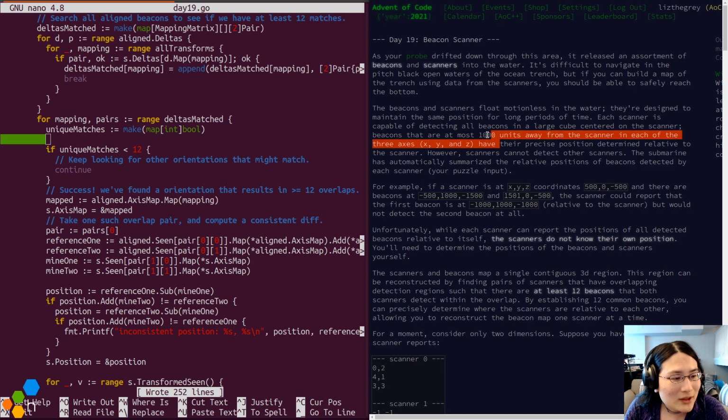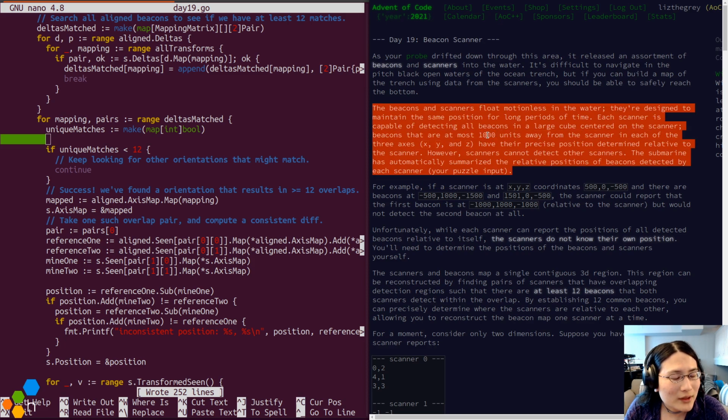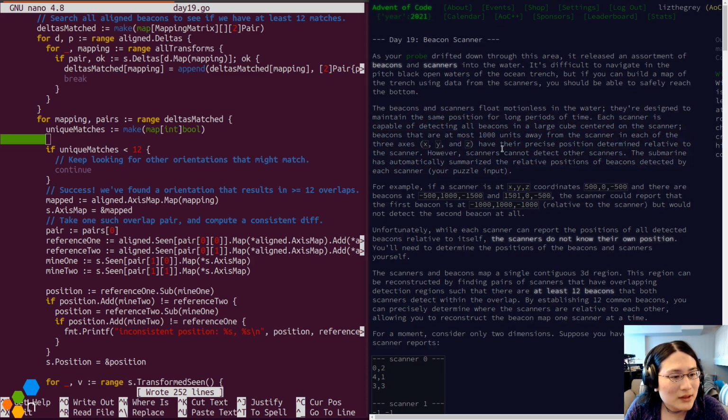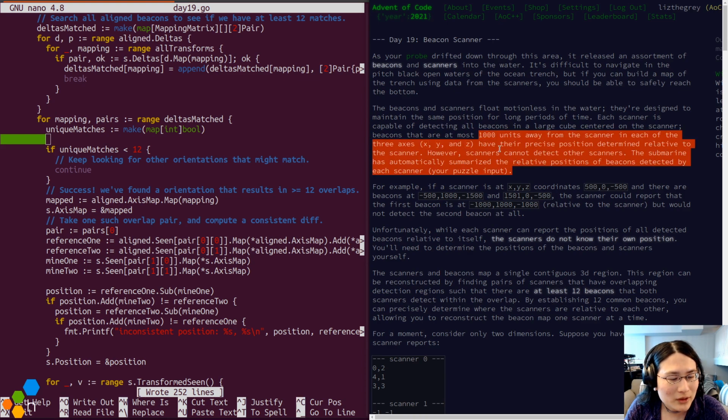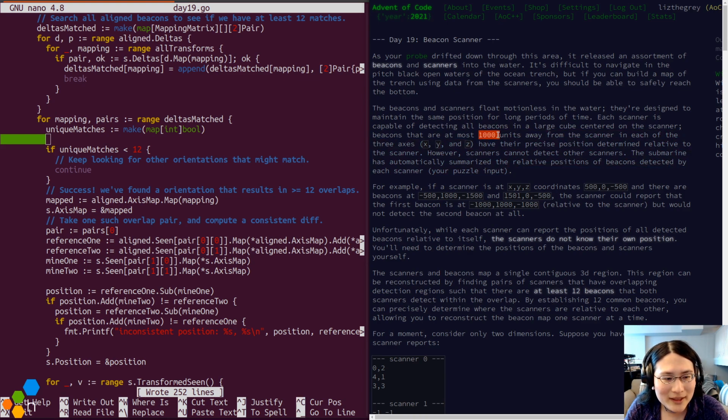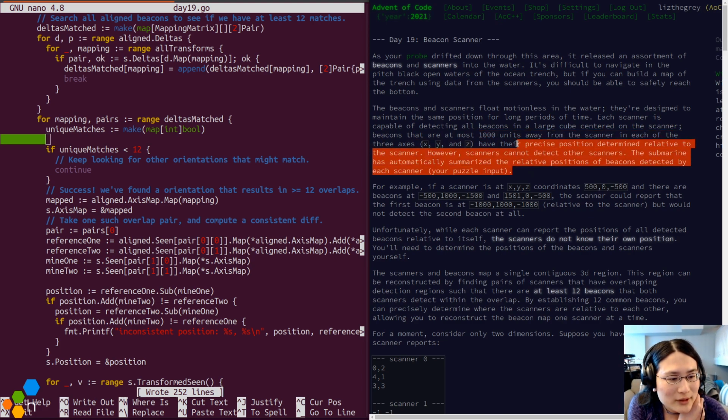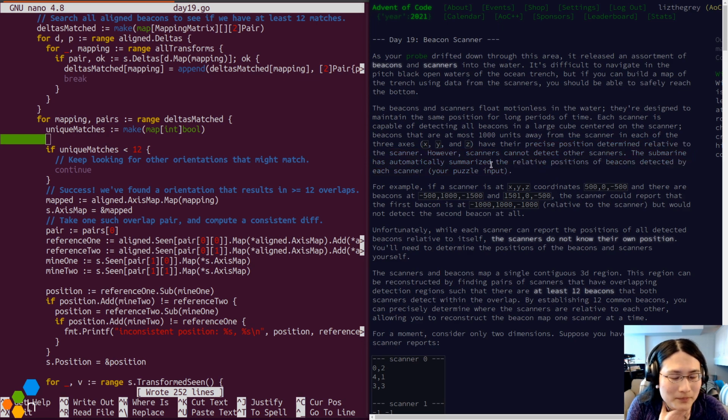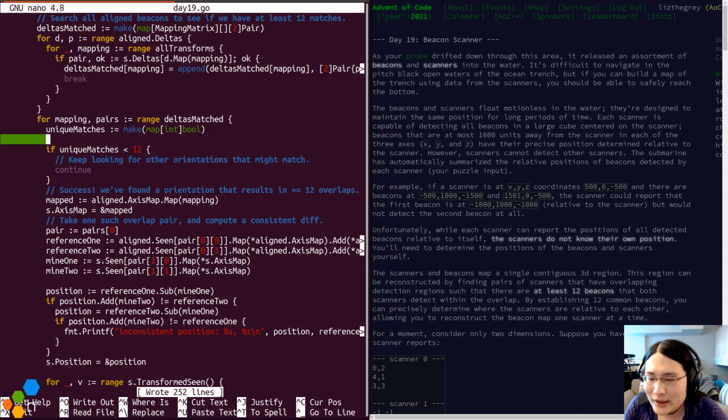It says beacons that are at most 1,000 units away. Okay, that actually is potentially an issue here. So Ellie was pointing out that you might have something that turns up to be relatively close together, but is not. So we haven't enforced that 1,000 constraint yet. And we're also incorrectly detecting double counting matches. So we're going to fix that now.